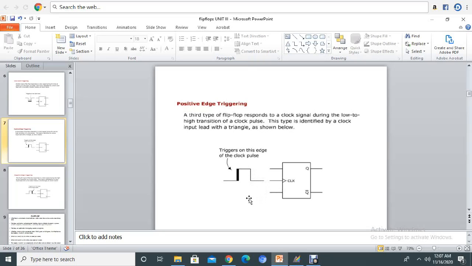Similarly, when we apply the clock pulse during the high level, the output will be changing, then it is called high level triggering. When you apply the clock pulse during the low level in the clock pulse, the output of the flip-flop will be changing, then it is called low level triggering.